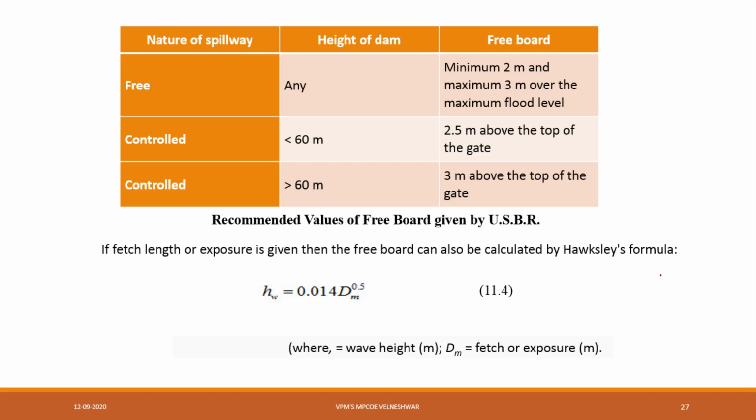And how we can find hw? That is hw is equal to 0.014 dm power 0.15. Here dm is nothing but height, where h is equal to wave height in meters, and dm is equal to pitch of exposure. By using this formula we can find our wave height.